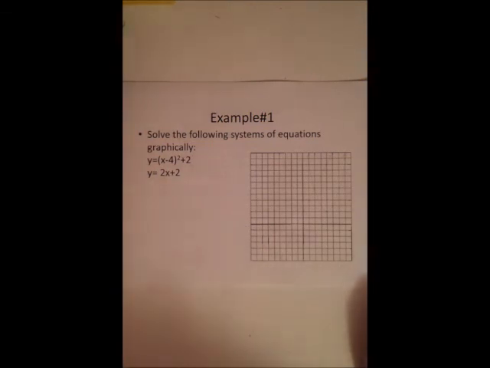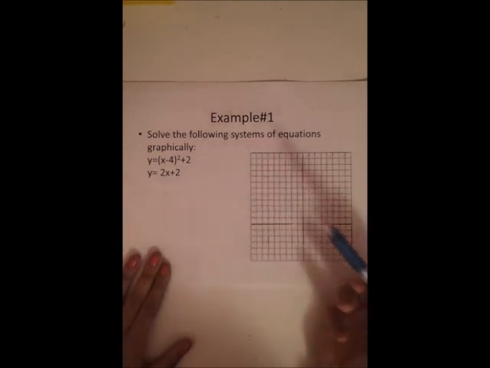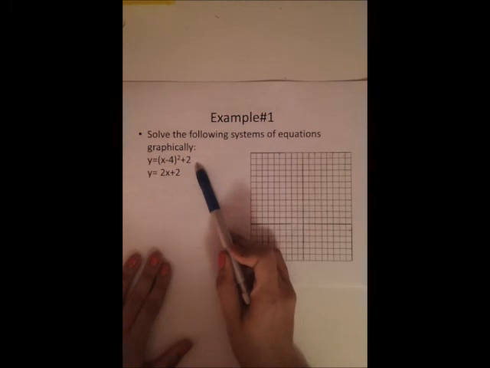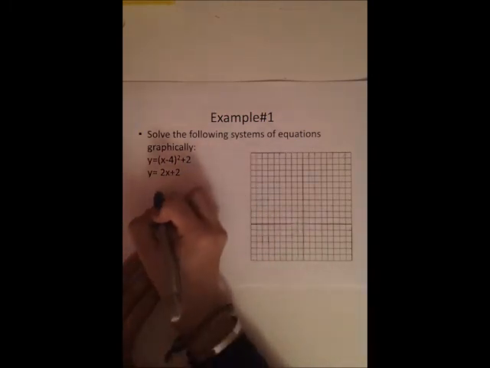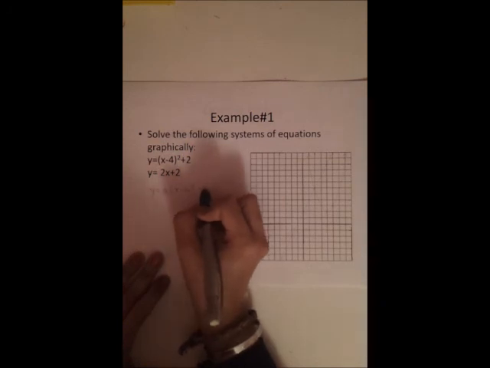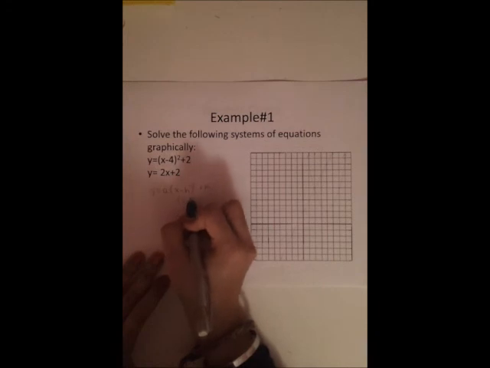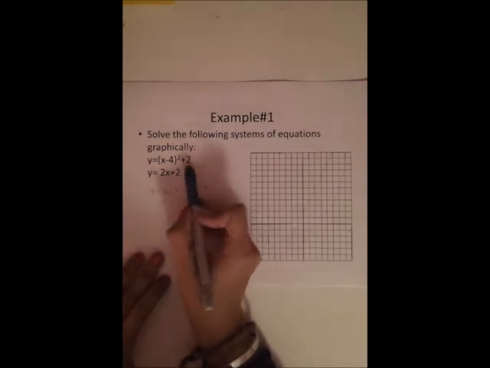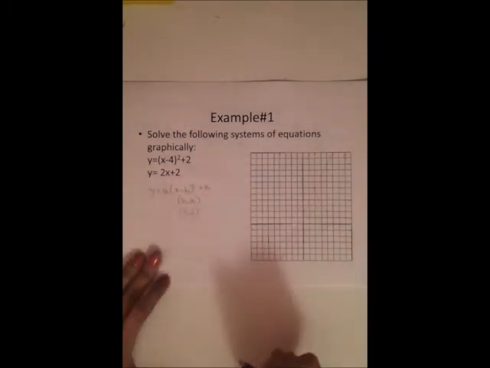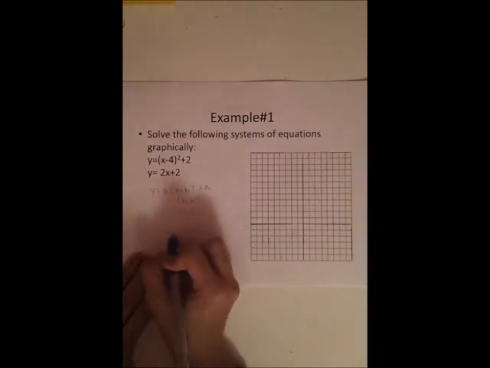If you're asked to solve the following system of equations, you will first find out which type of equations you're dealing with. So in this case, when you look at the first equation, you can tell that it is a parabola because it is in the form y equals a times (x minus h) squared plus k. And we know that the vertex is always (h, k), so in this case, it is (4, 2). By looking at the second equation, you can tell it is a linear line because it is in the form y equals mx plus b.